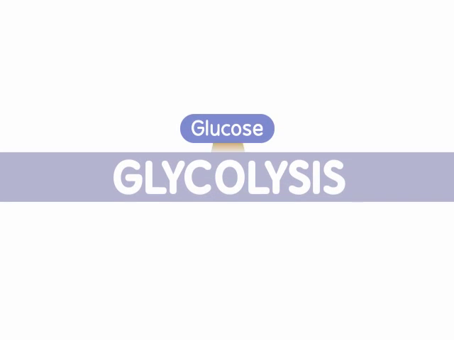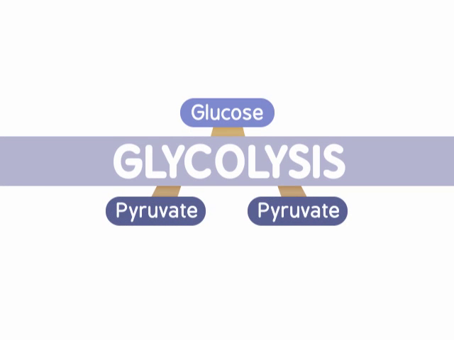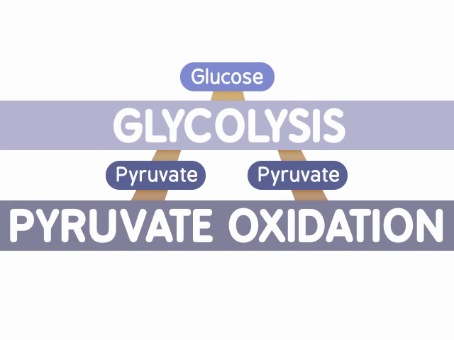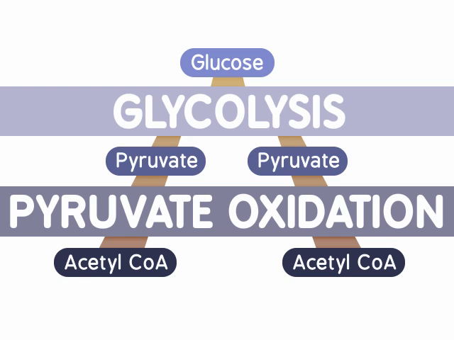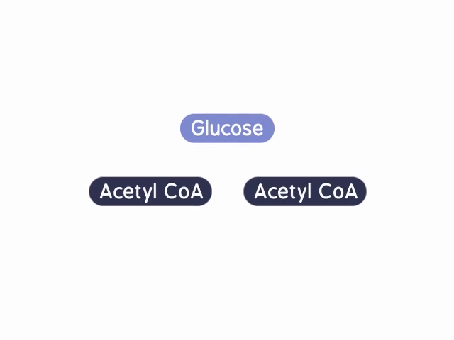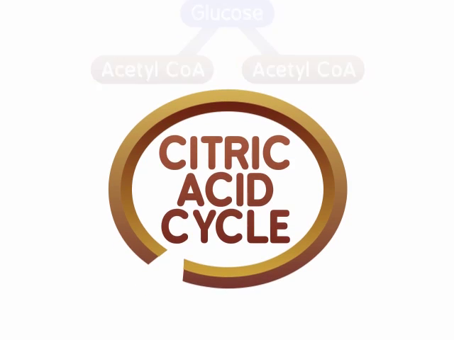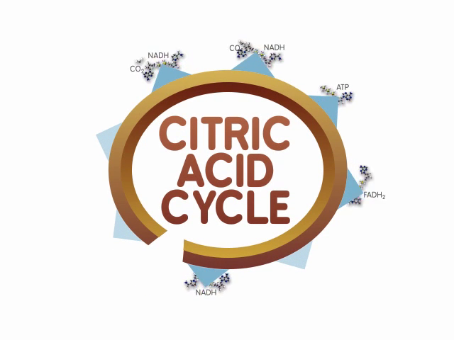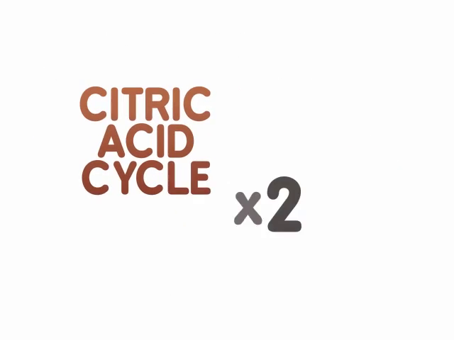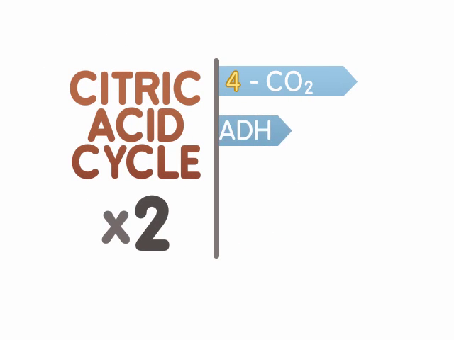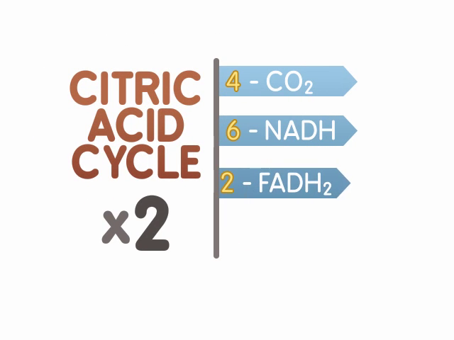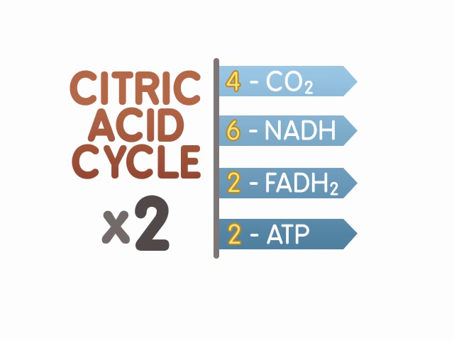For every 1 glucose that is broken down through glycolysis, 2 pyruvates will be produced. These 2 pyruvates will produce 2 acetyl-CoAs. So for every 1 glucose, 2 acetyl-CoAs will be made and 2 turns of the citric acid cycle will occur. This means each product of the cycle must be doubled. A total of 4 carbon dioxides, 6 NADHs, 2 FADH2s, and 2 ATPs are made through the citric acid cycle.